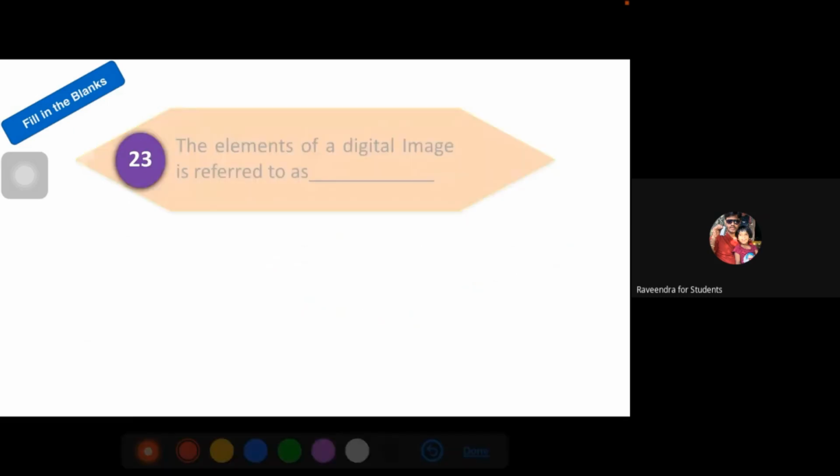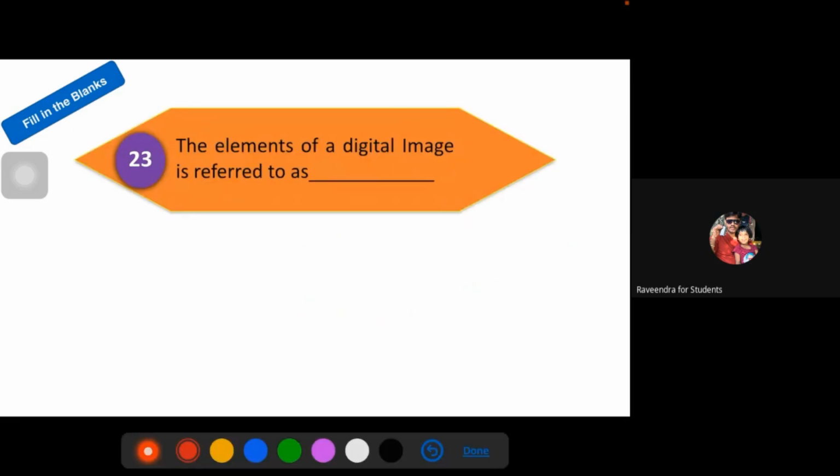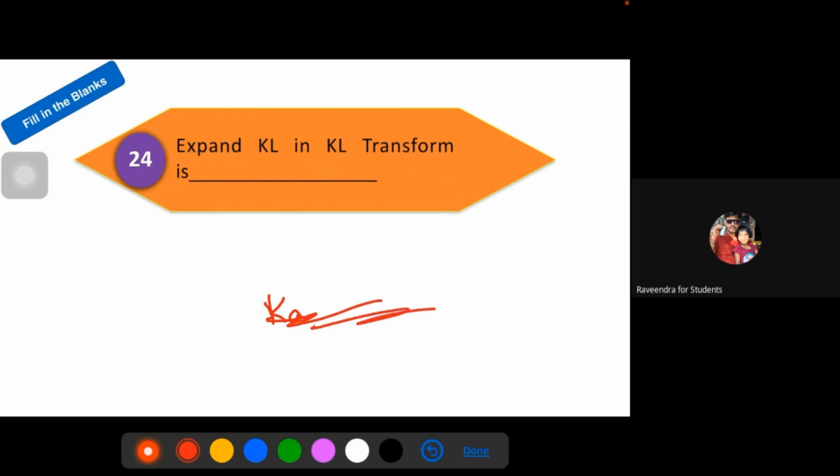Next one. The elements of a digital image are referred to as. So what are the elements of a digital image? It is nothing but pixel. Pixel is the answer. Next, expand KL in KL transform. So what is KL? It is Kohonen and Loewe, right? You have to write that. You know very well, so I am not writing here. Please write the spelling correctly: Kohonen and Loewe.